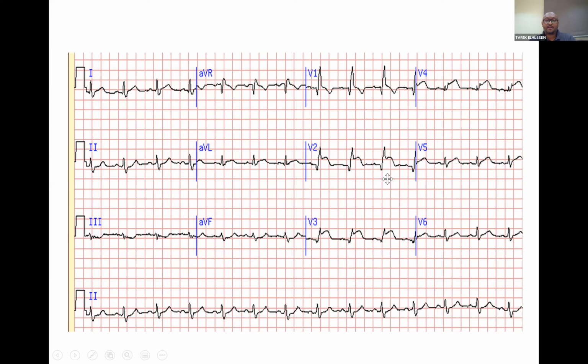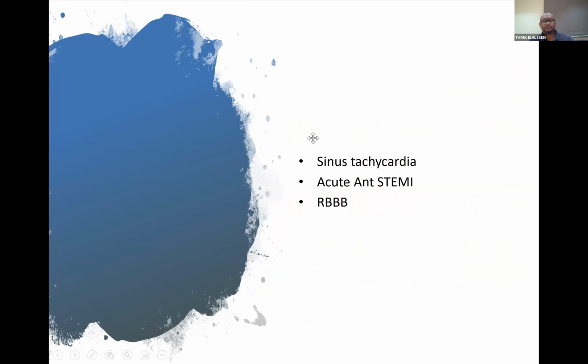So for the anterior, we have anteroseptal when there is V1 to V3 ST elevation. If it's up to V4, we call it anterior. V5 and V6, we call it anterolateral. If it's taking lead 1 and aVL, you may call it an extensive anterolateral STEMI. So this is an anterior STEMI because it's up to V4, and there is a right bundle branch block along with it.